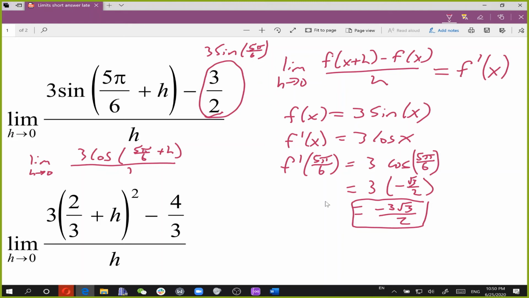L'Hospital's rule can shortcut a lot of your limits, but you have to know how to derive stuff first before you can use it. Any questions on this one?